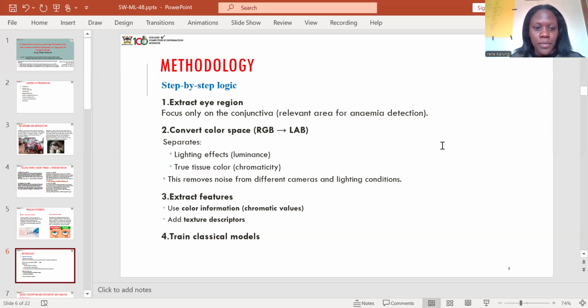Then after feature extraction, we trained several machine learning models to classify images into anemic and non-anemic categories. Finally, we evaluated model performance using metrics such as accuracy, sensitivity, specificity, and area under curve.